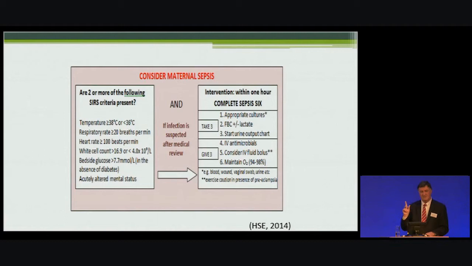On the right-hand side, you can see that again, this is based on the Sepsis 6 box for the non-pregnant adult. It sets out the three things that the doctor has to take and the three things that the doctor has to give. The cornerstone is the early administration, in the right dose, of bactericidal, in most cases, antibiotics. Unlike the non-pregnant patient, we need to take particular care with IV fluid bolus because of patients having preeclampsia.